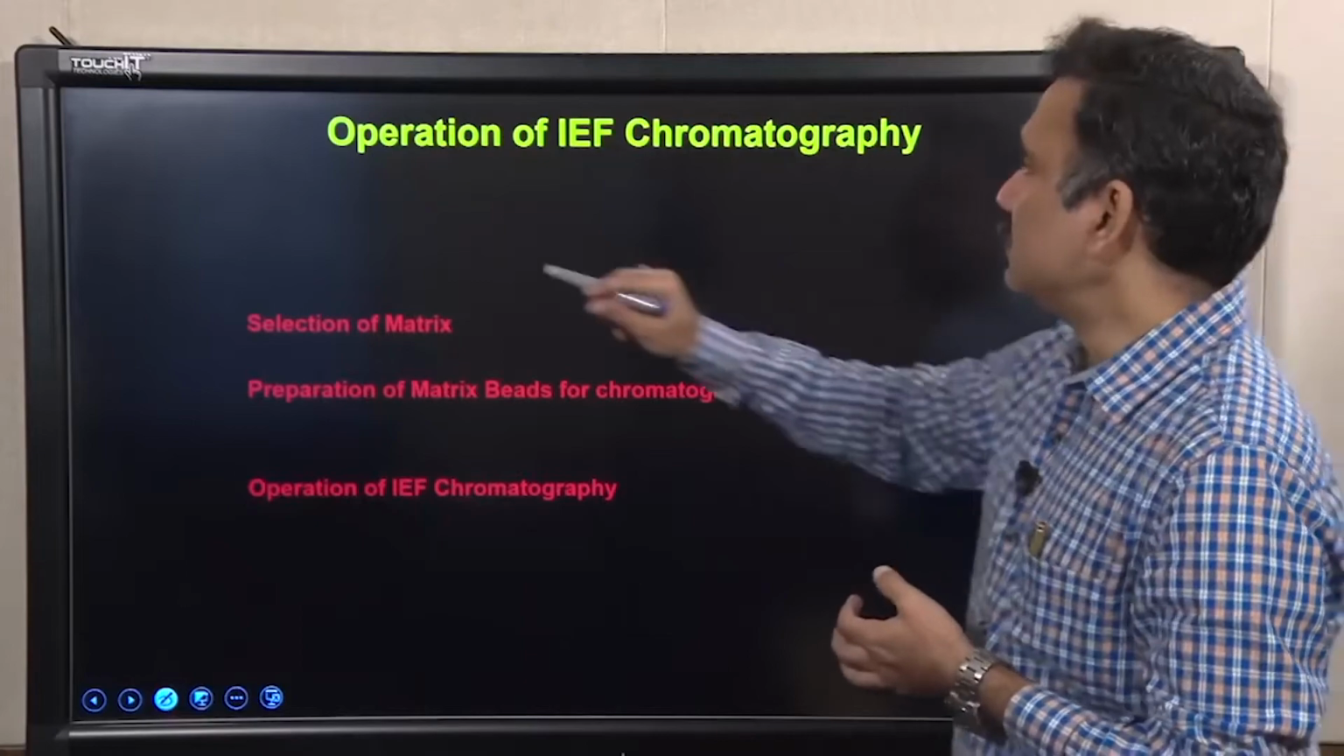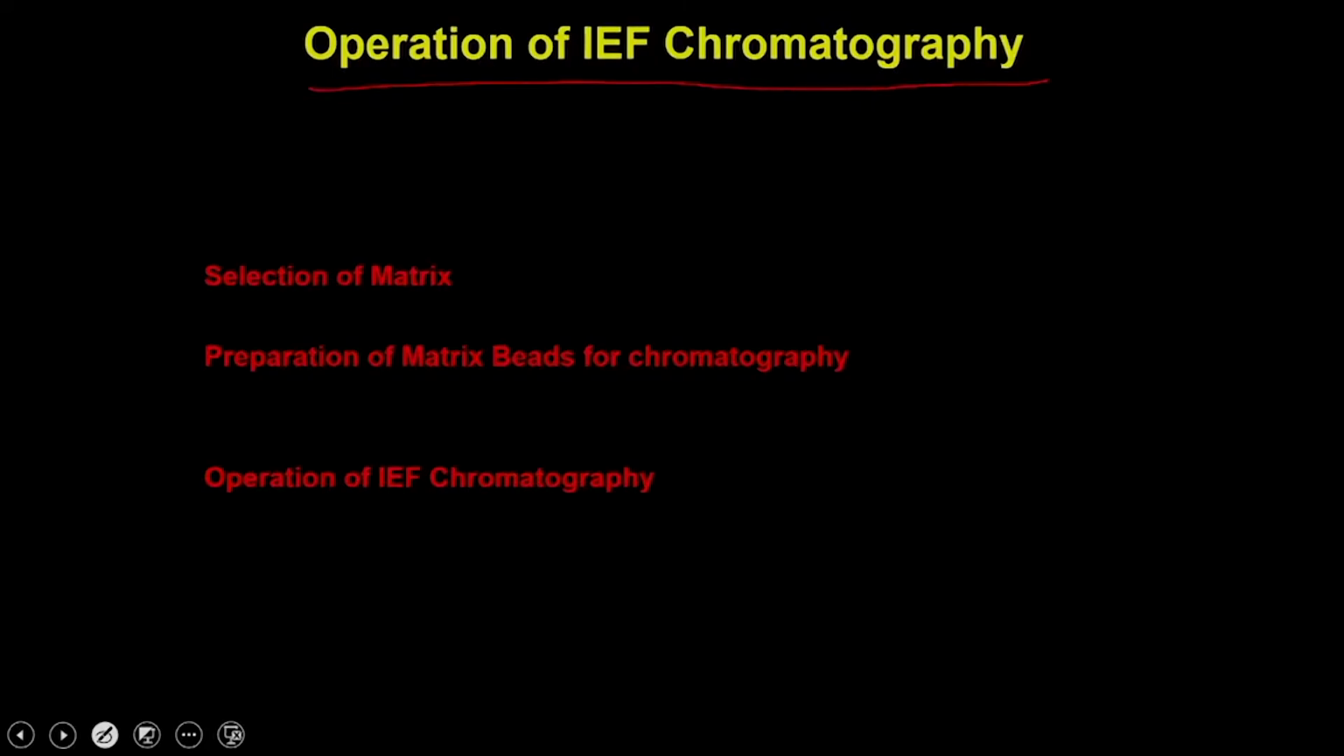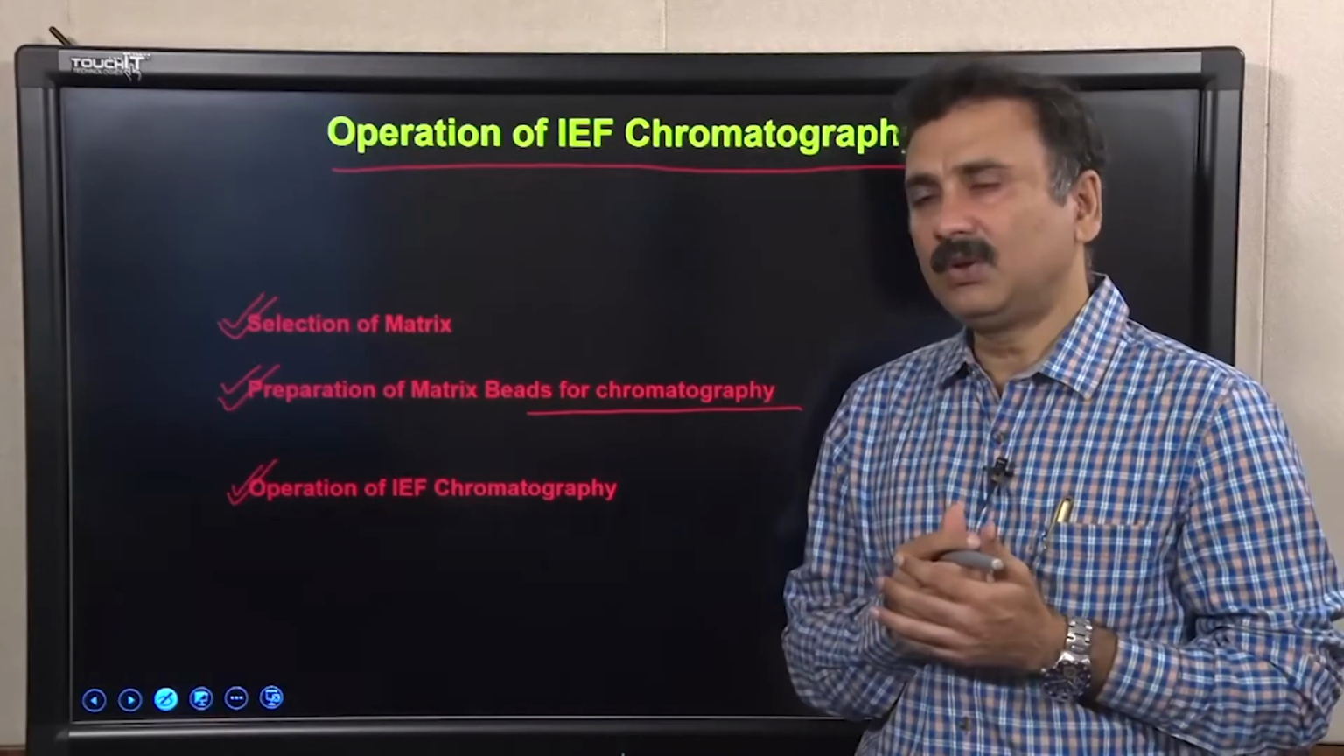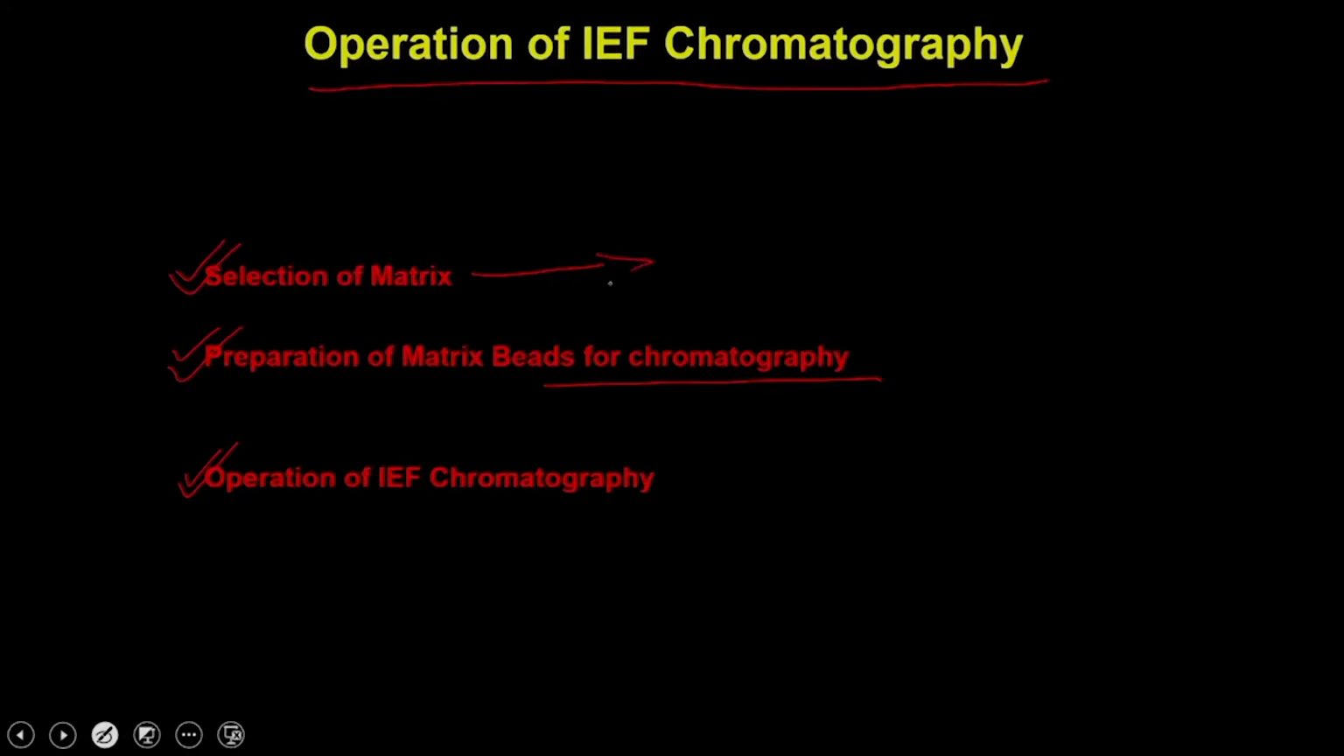If you would like to run the ion exchange chromatography, you have to consider three different parameters. One is you have to select the appropriate matrix. Once you select the appropriate matrix, then you have to prepare the matrix for the chromatography, and then ultimately you are going to perform the chromatography by following a set protocol. So, let us first discuss how you are going to select the matrix.